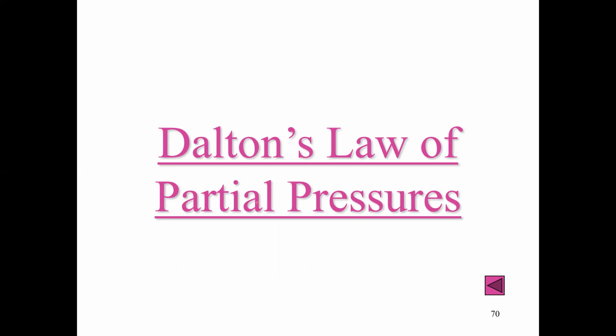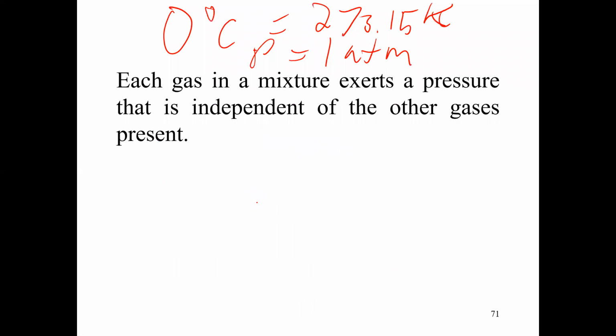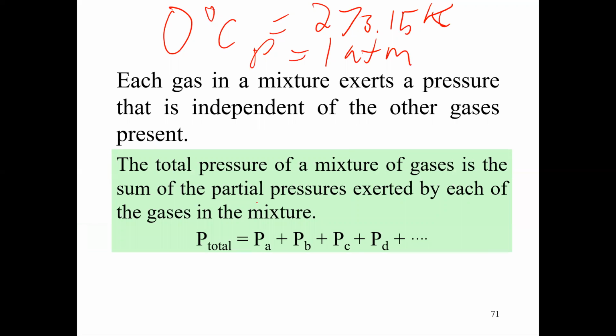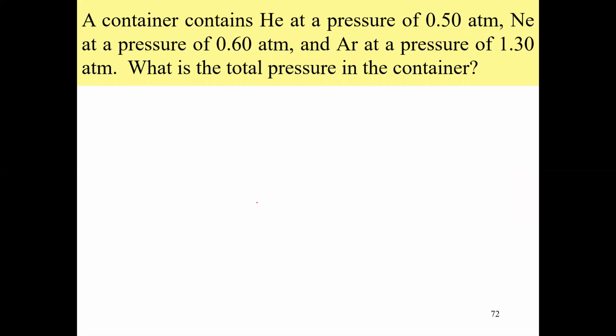Now, the next part is Dalton's law of partial pressures. Essentially here, we have a combination. Each gas in a mixture exerts a pressure that's independent of the other gases present. The total pressure of the mixture is the sum of the partial pressures exerted by each one. So the total is equal to PA plus PB plus PC plus PD. And essentially, an example of that: a container contains helium at 0.5 atmospheres, neon at 0.6, argon at 1.3. What's the total? You just add them all together.